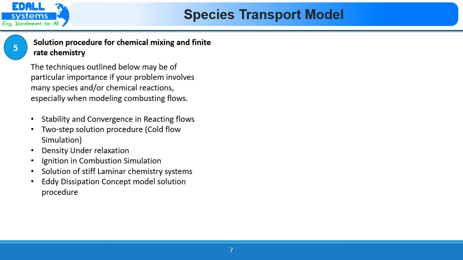One can vary the density under-relaxation factor because when combustion is involved, the local temperature value reached is very high and it may lead to divergence. At that time one can alter the density under-relaxation. Also, in a reacting flow, ignition can be defined using a patch or a spark model which is already present. So these are some of the solution procedures.